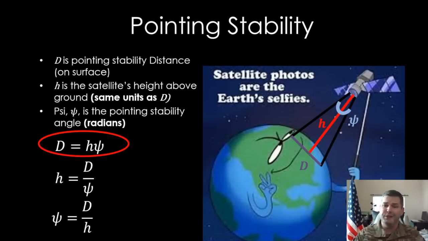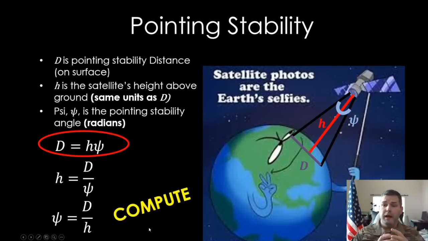We can give you any 2 and you can solve for the third, but that equation only shows up in one form on the equation sheet. And this you will have to compute. So be prepared, no matter what 2 values we give you, to compute the third.